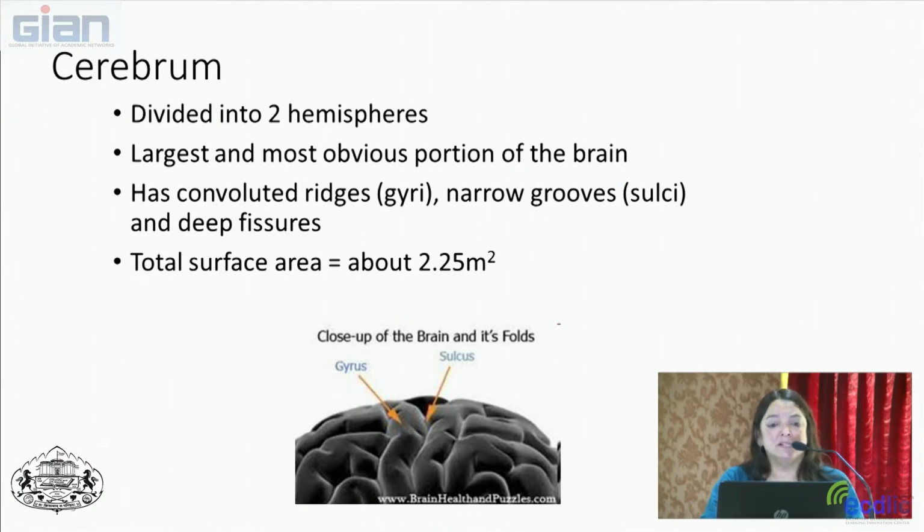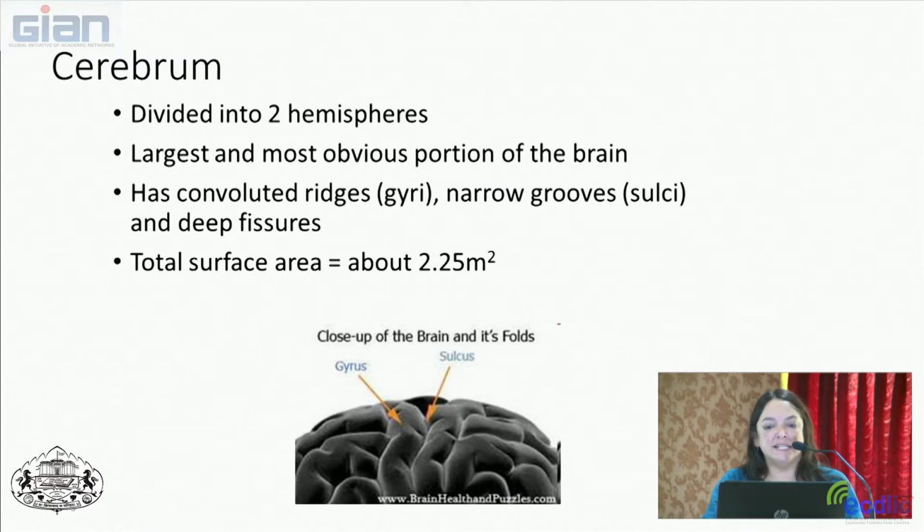The cerebrum is the largest and most obvious portion of the brain, and it has these folds in it. Actually, the ridges are called the gyri, and the grooves inside are called the sulci. And it also has larger sectional grooves that are called deep fissures. So the total surface area is about 2.25 meters square.